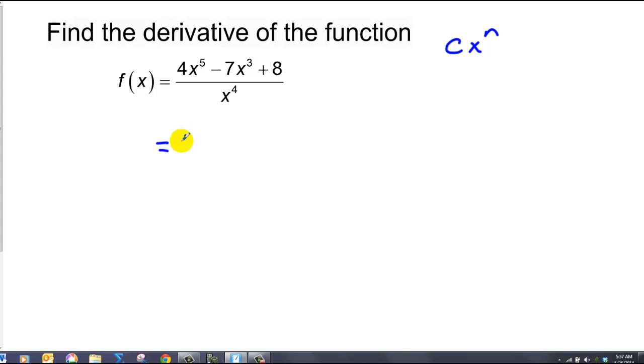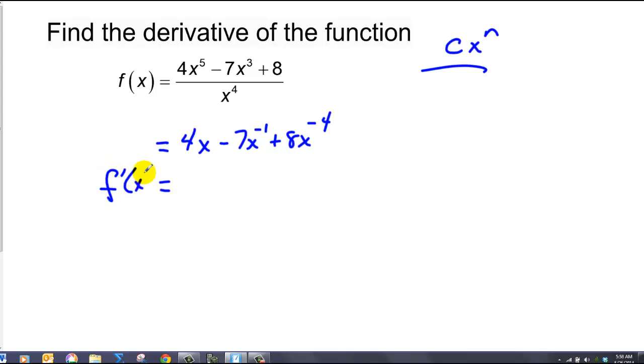So what I really end up with is 4x minus 7x to the negative 1 plus 8x to the negative 4, which is in this cx to the n form. So I can just find the derivative straight off from there. And I know f prime then is equal to 4 plus positive 7x to the negative 2 minus 32x to the negative 5. I can clean that up, but I'm just going to leave it as is.